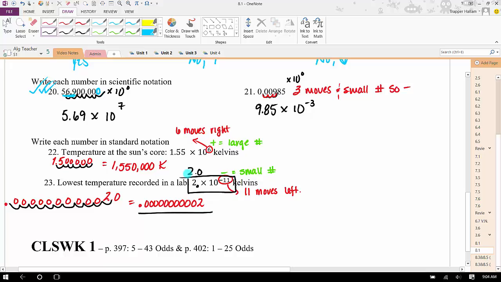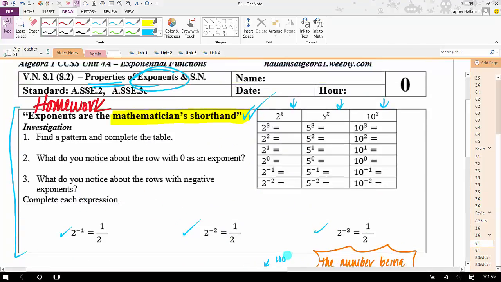All right, so there's your notes on exponents. There's your homework on the bottom. Don't forget to go back to page 1 and do this investigation so you can kind of see what happens with exponents a little bit more, especially with the negative part.